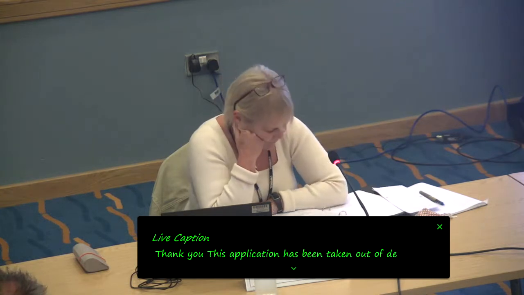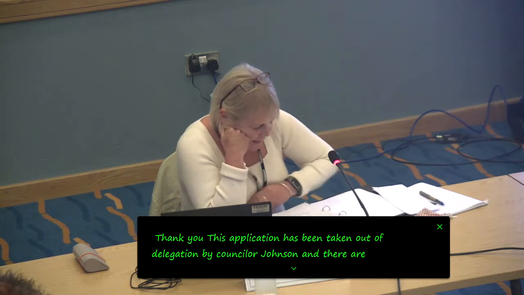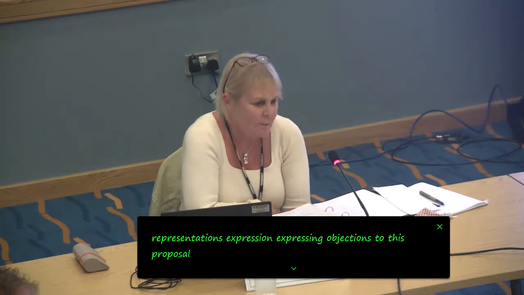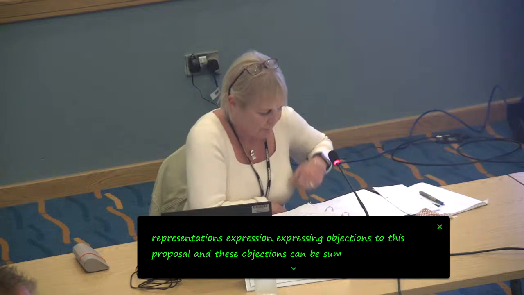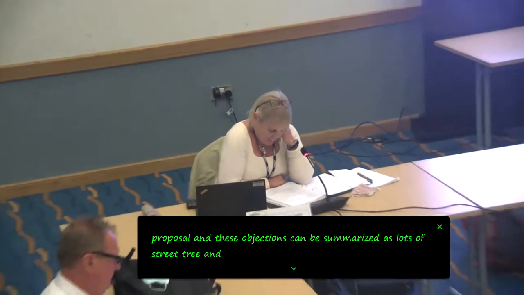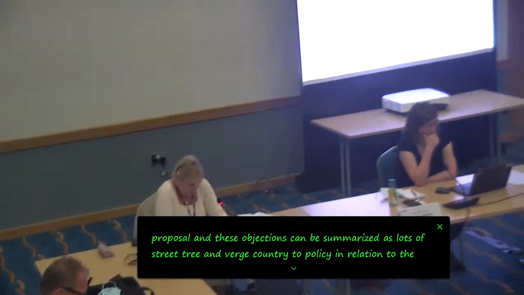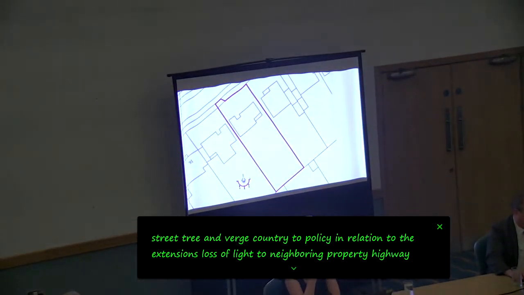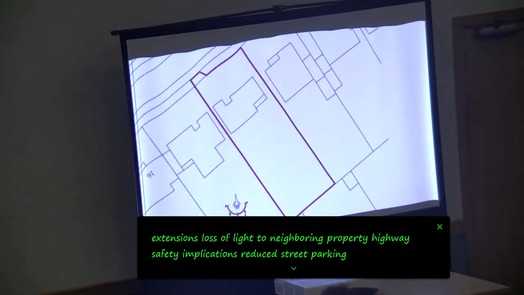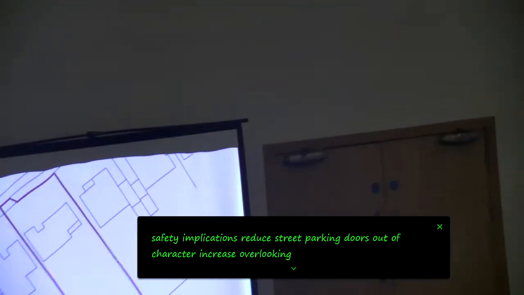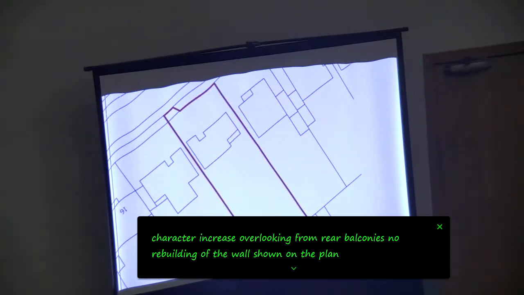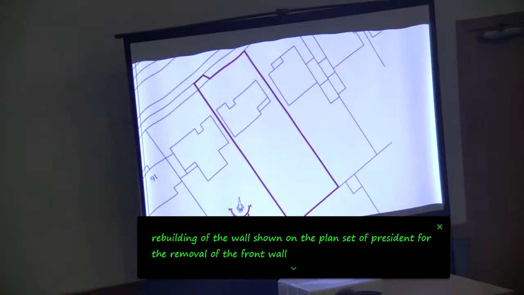Thank you. This application has been taken out of delegation by Councillor Johnson, and there are 20 individual representations expressing objections to this proposal. These objections can be summarised as loss of street tree and verge, contrary to policy in relation to the extensions, loss of light to neighbouring property, highway safety implications, reduced street parking, dormers are out of character, increase in overlooking from rear balconies, no rebuilding of the wall shown on the plan, set a precedent for the removal of the front wall.